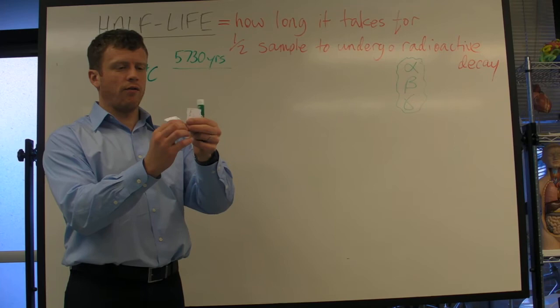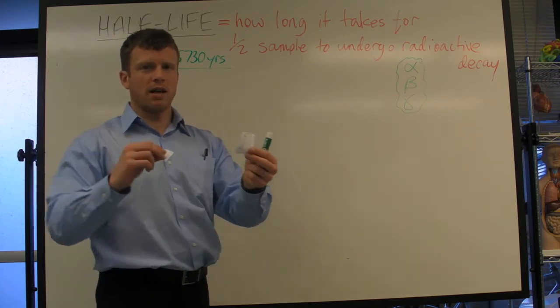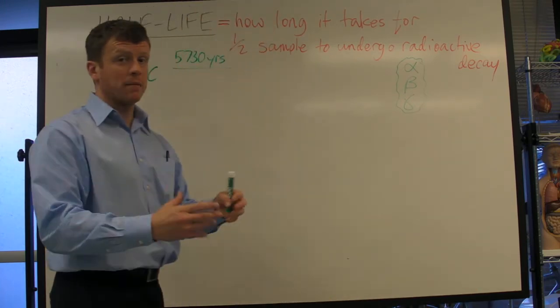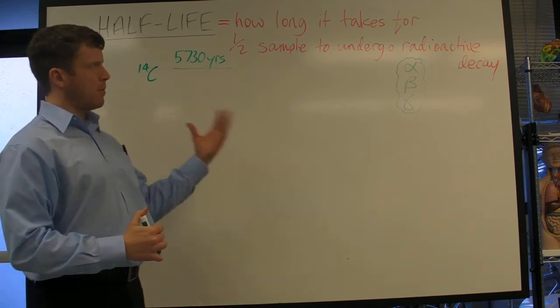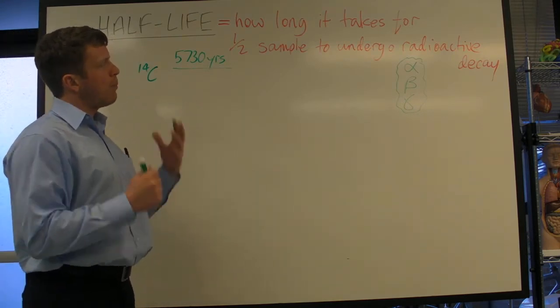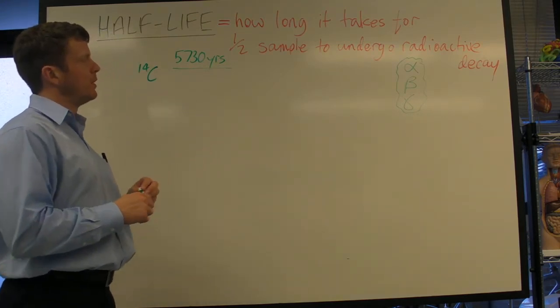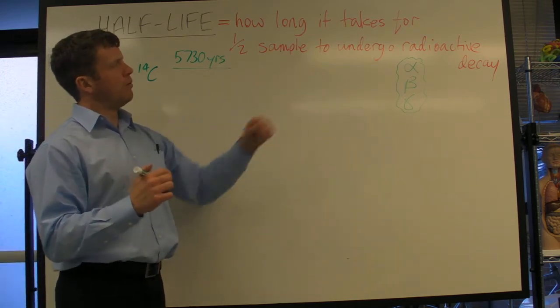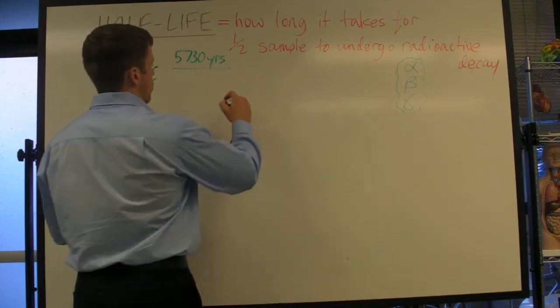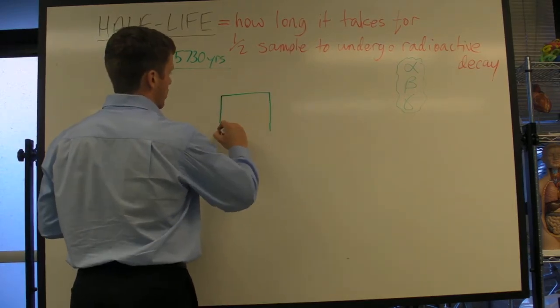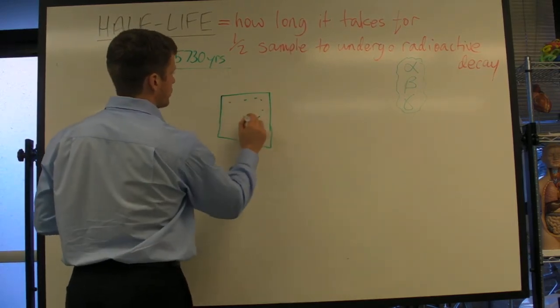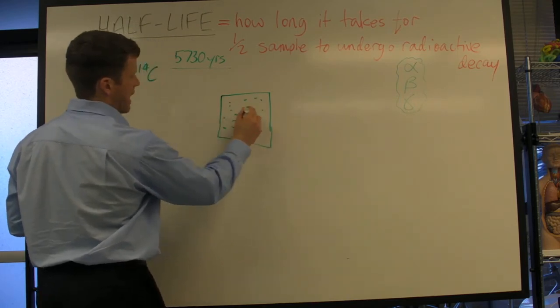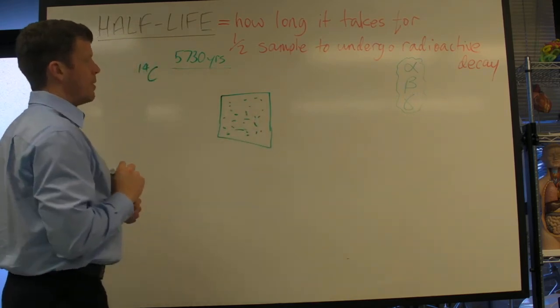exactly one half just goes away. It's not that straightforward. It's much more random. And in fact, half-life is a probability. It's how probable it is that half the atoms will undergo radioactive decay. So imagine that this is our box sample, and these are all the atoms of radioactive carbon.